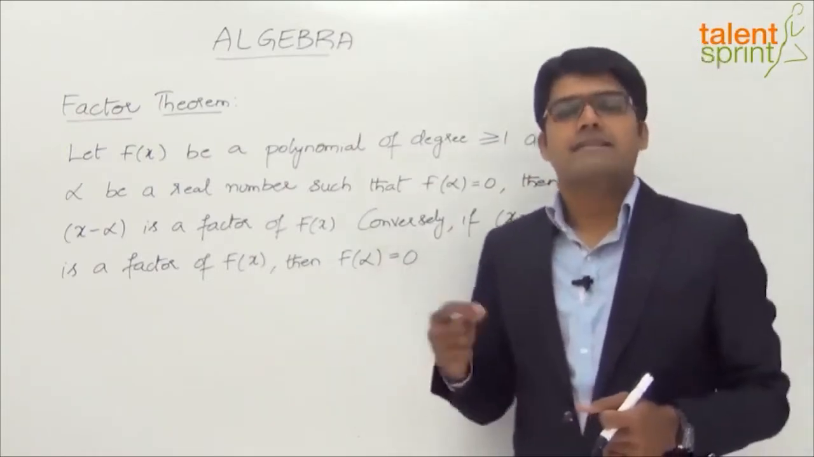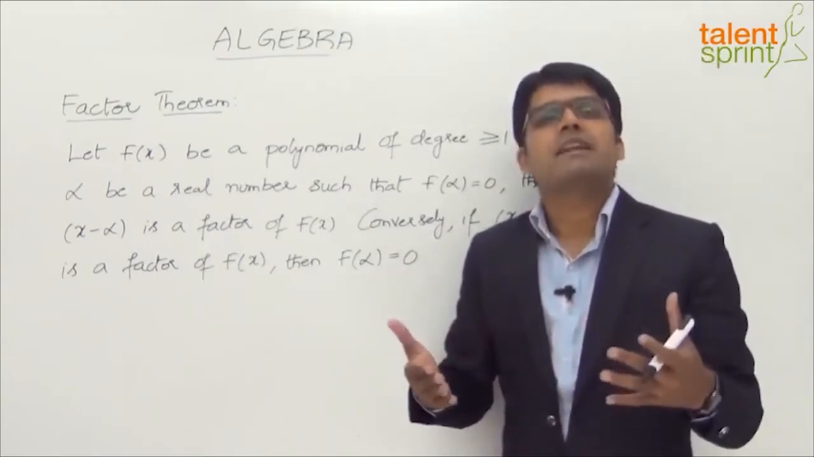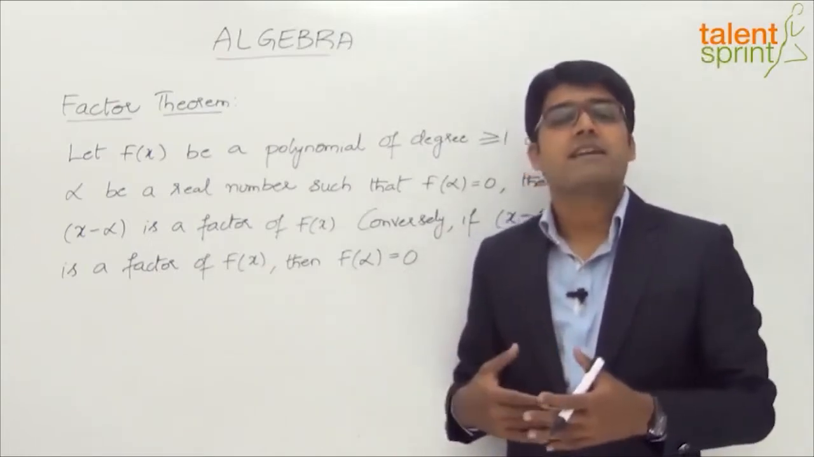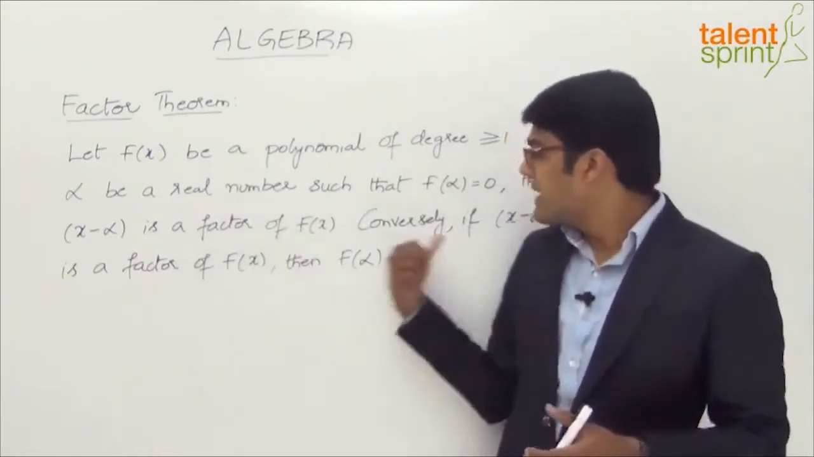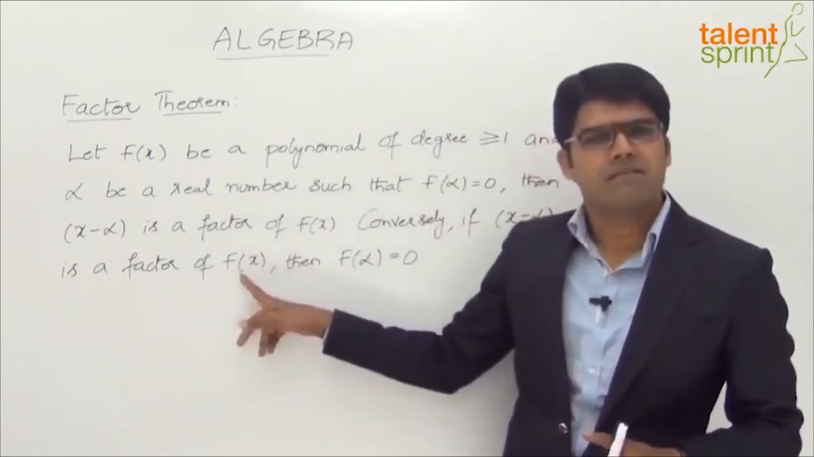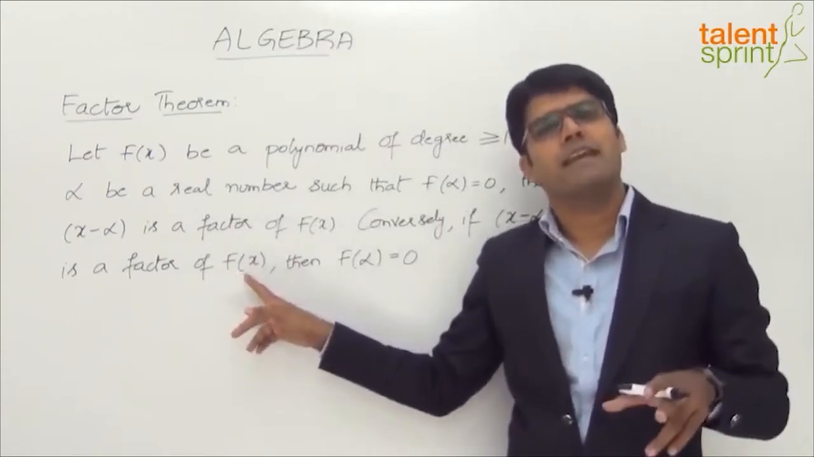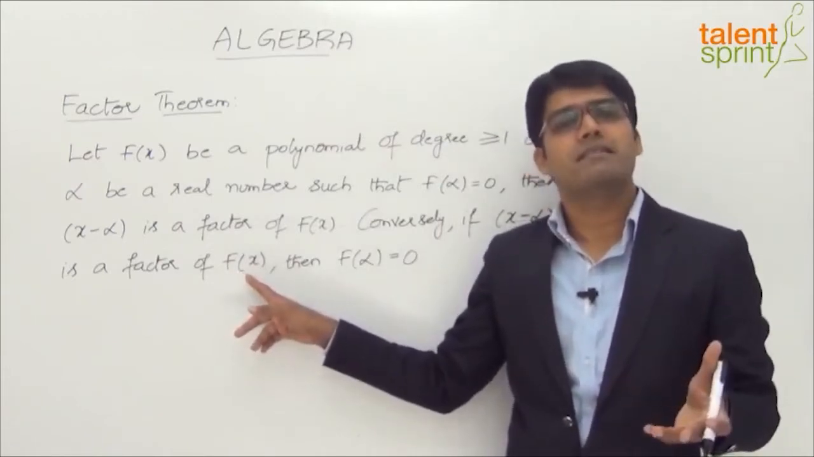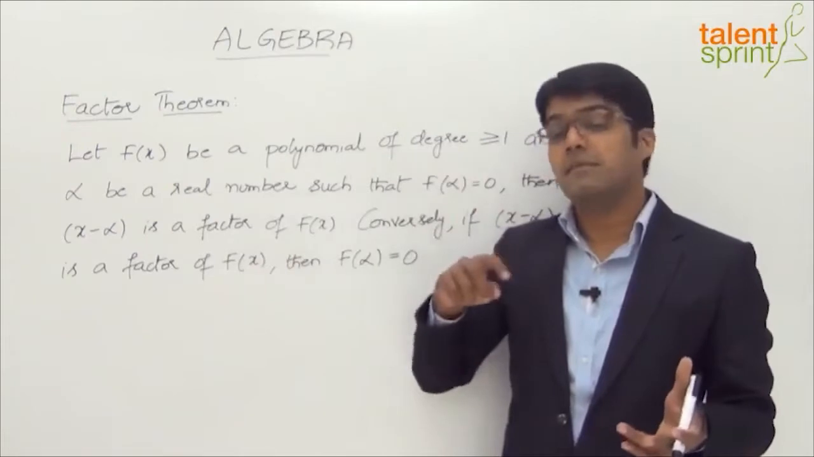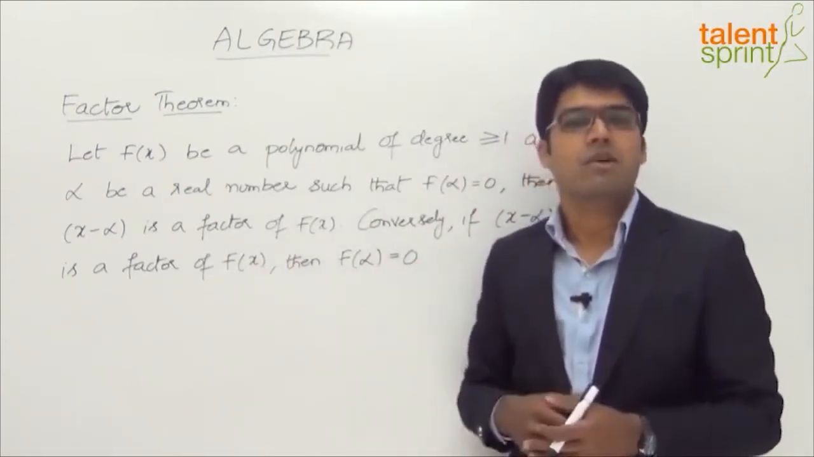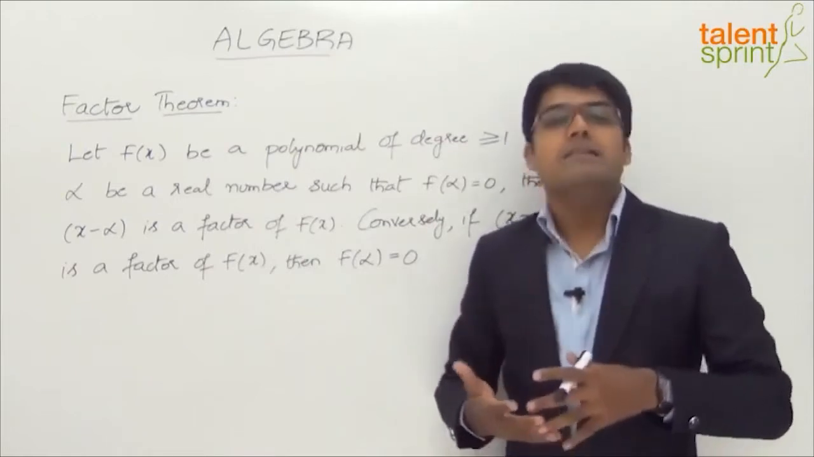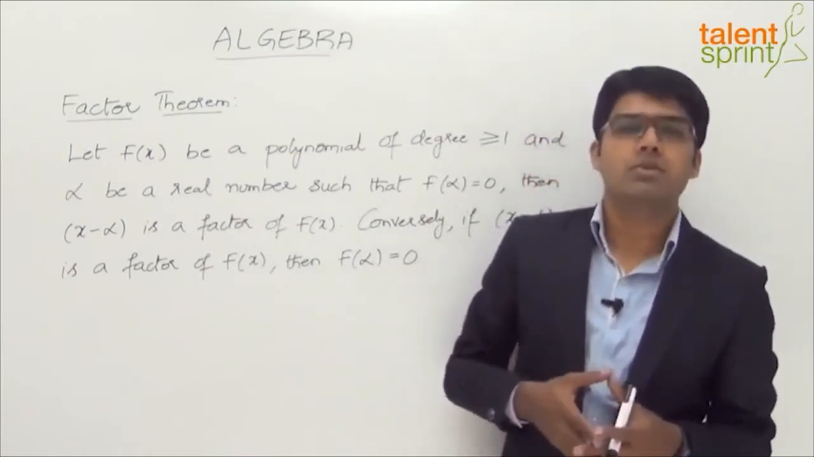Yes or no? For example, we say that 3 is a factor of 9. What does it mean that 3 is a factor of 9? When 9 is divided by 3, the remainder is 0. Here, x minus alpha is a factor of f of x. If x minus alpha is a factor of f of x, there shouldn't be any remainder, which means the remainder as per the remainder theorem, f of alpha, should be 0. As there is no remainder, it should be equal to 0. So this is how the remainder theorem and the factor theorem are interlinked.